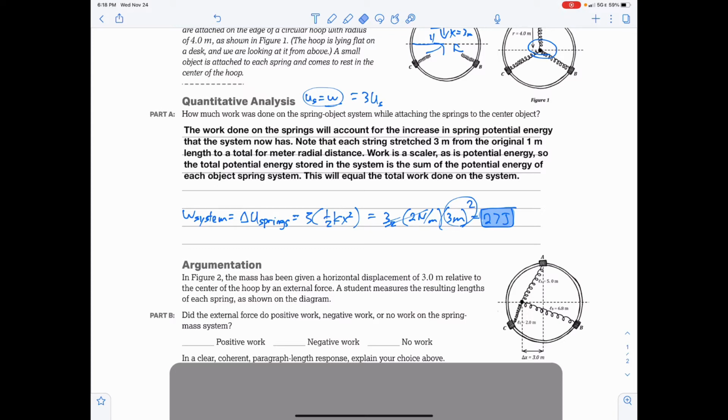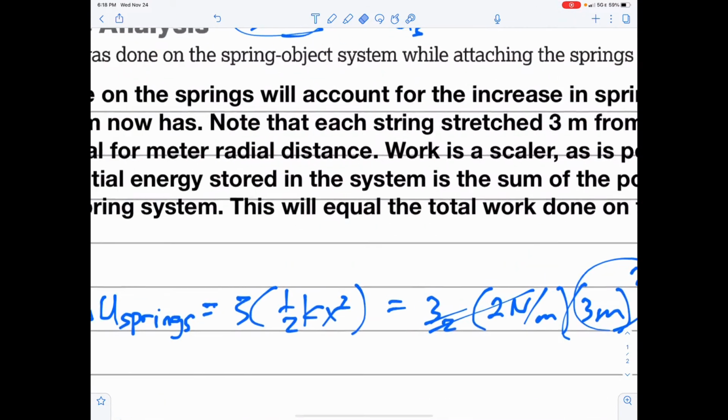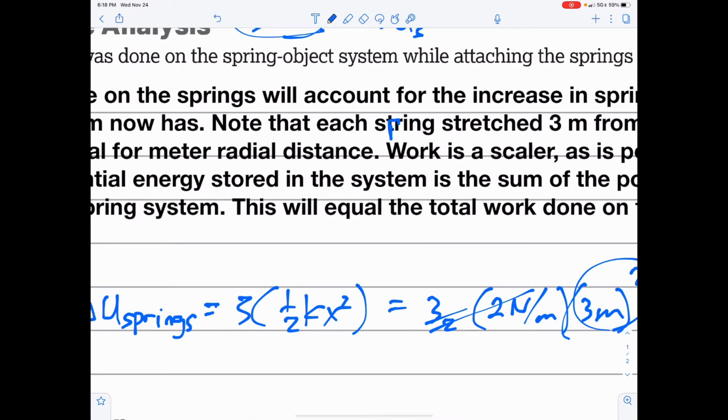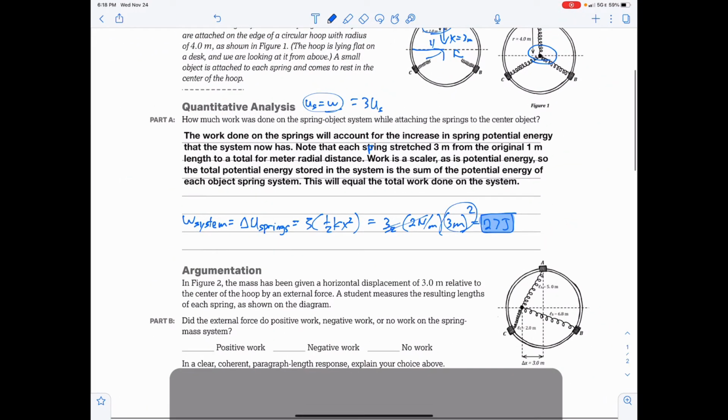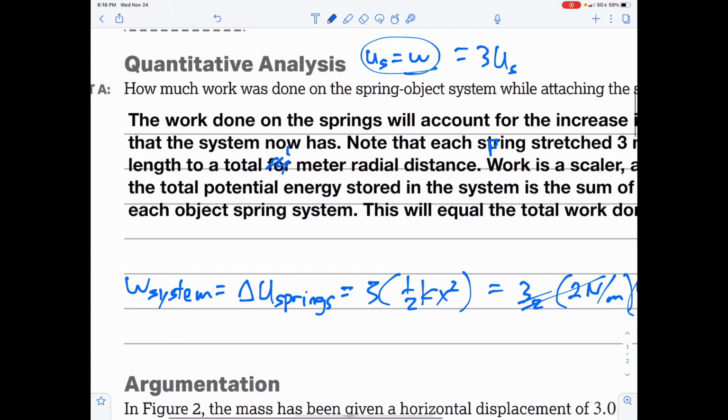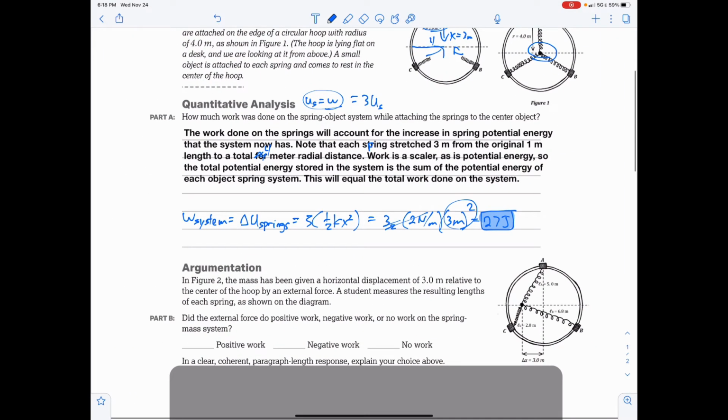Note that each spring, that should be spring, not string. Each spring stretched 3 meters from the original 1 meter length for a total of 4 meter radial distance. Since work is a scalar, as is potential energy, the total potential energy stored in the system is the sum of the potential energy of each object spring system. This will equal the total work done on the system, which, as we found, is 27 joules.